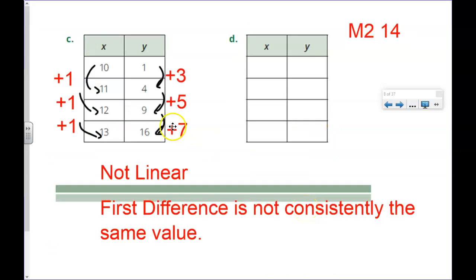And then if I look at this scenario, C, that is not an example of a linear function, because in this case I am adding 3 to get the next y term. I'm adding 5 to get the next y term. I'm adding 7. In order for it to be a linear function, my difference has to be the same value.